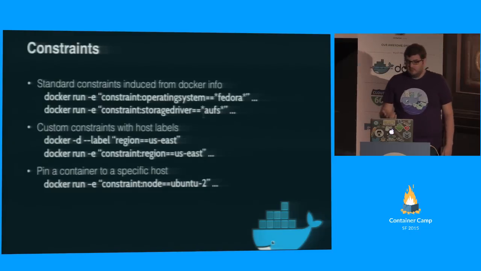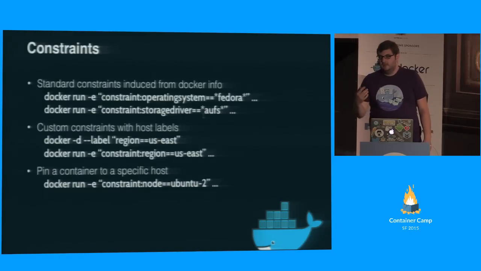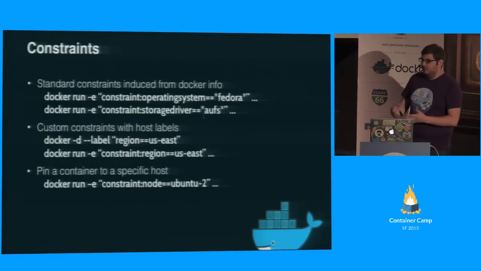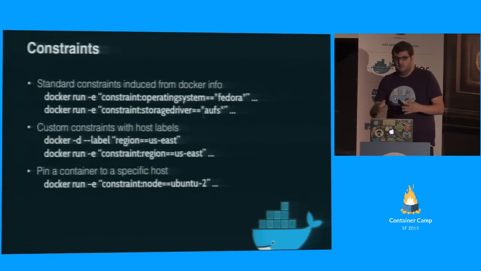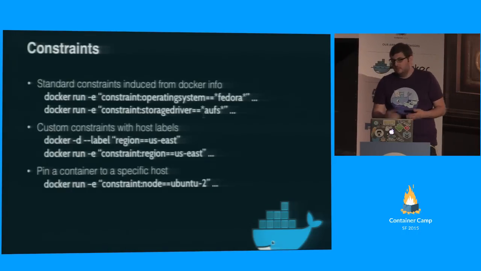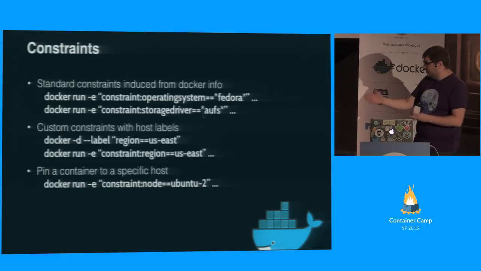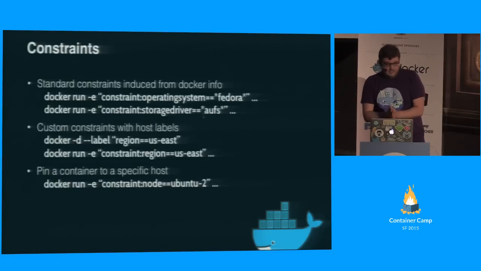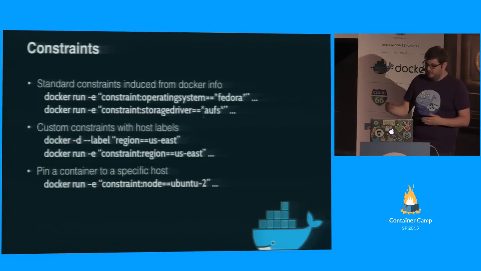And we also have custom constraints. Since Docker 1.5, when you start the daemon, you can add labels to your Docker daemon. So when you start the daemon, you can say, I want this daemon to be labeled as region equal US East, or I want this daemon to be labeled as storage equal SSD.